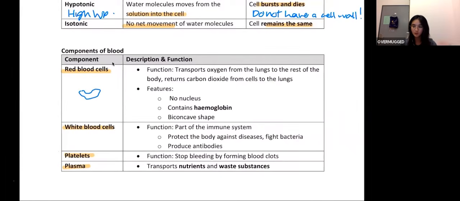You will know it when you see it, and we'll have a question on that later. Then platelets are very, very small, and plasma is just the fluid. So plasma is not any cell. All right, four components of blood.